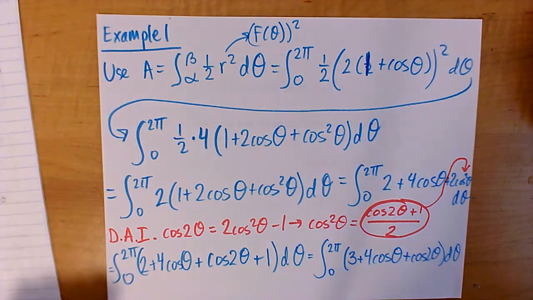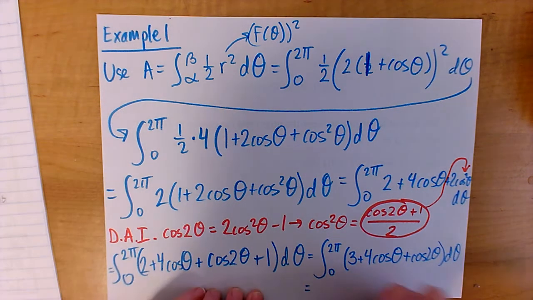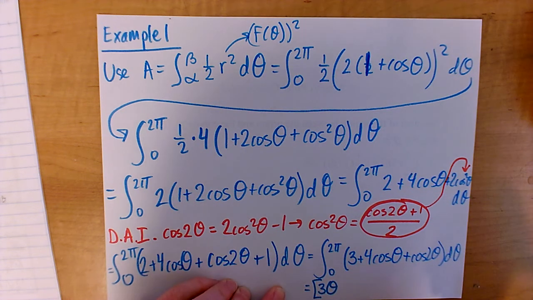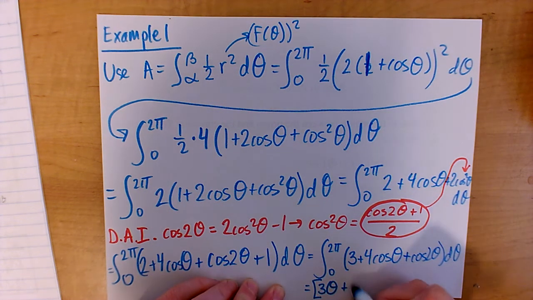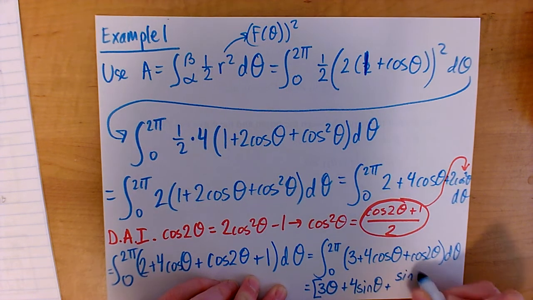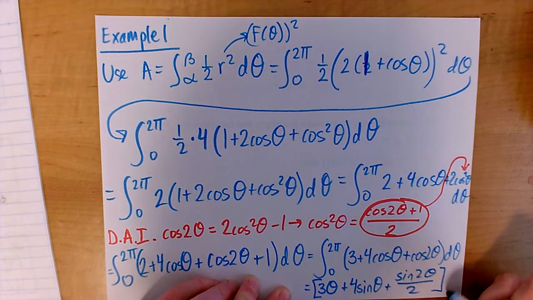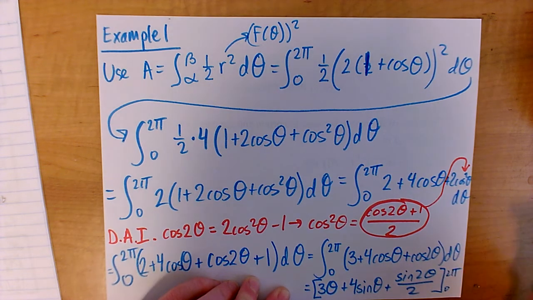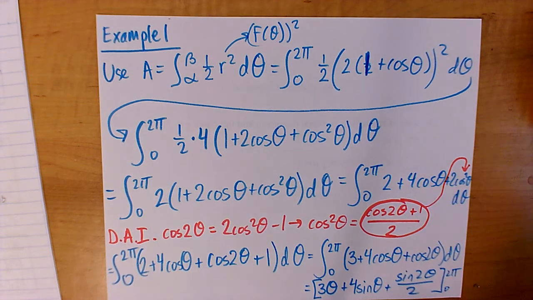And the antiderivative of that is just going to be 3 theta plus 4 sine theta plus sine 2 theta over 2, evaluated from 0 to 2 pi, right?